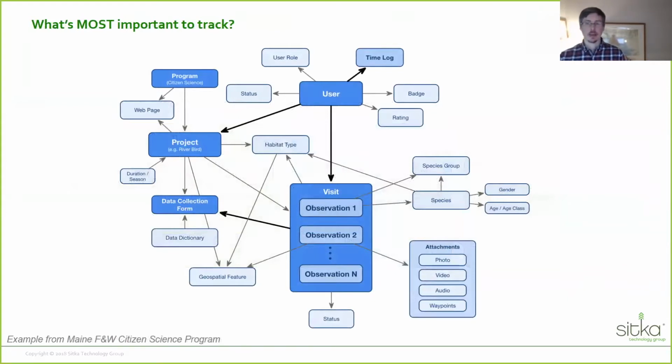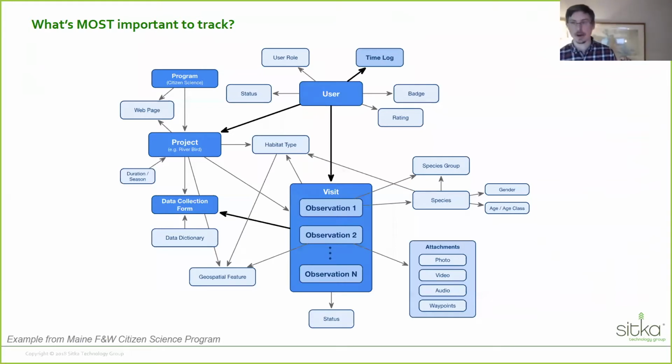Okay, next up is thinking about data. What's most important to track? You'll hear me refer to these as data entities. A data entity, for example, is a site visit, an observation, a project, a user, a rating, a species. Those are nouns that we all talk about in our day-to-day work. Those are the entities that we want to begin to map in our data space here.